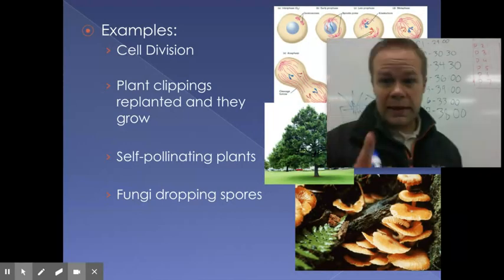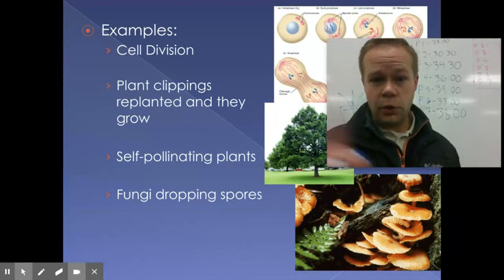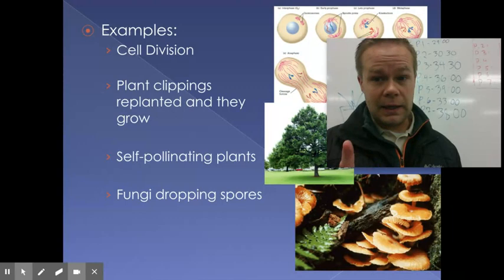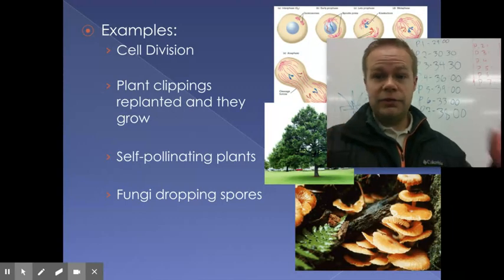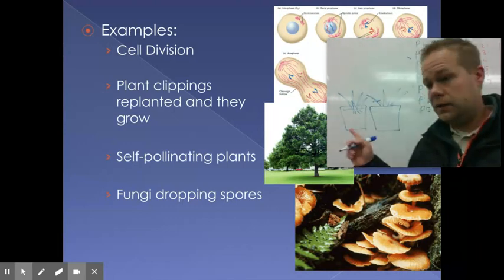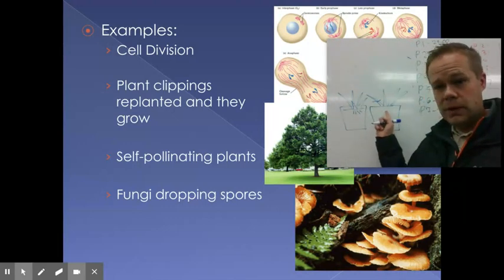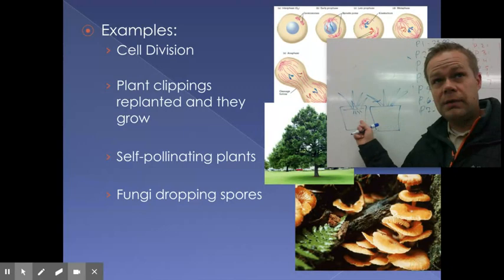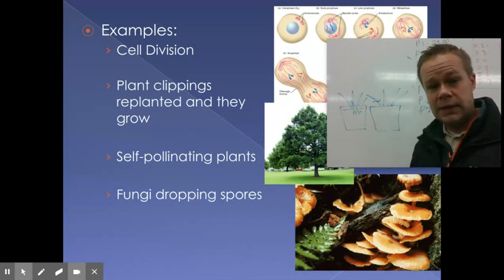Now, most plants cannot do this. This is not a normal thing. Some plants can. Most have to do that sexual reproduction, seeds and pollen. There are a few that can do this, but this is an exception. How would the DNA of these two compare? Well, they'd have the exact same DNA. Came from the same plant.